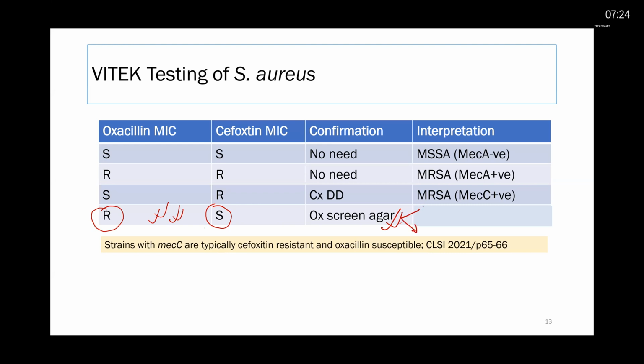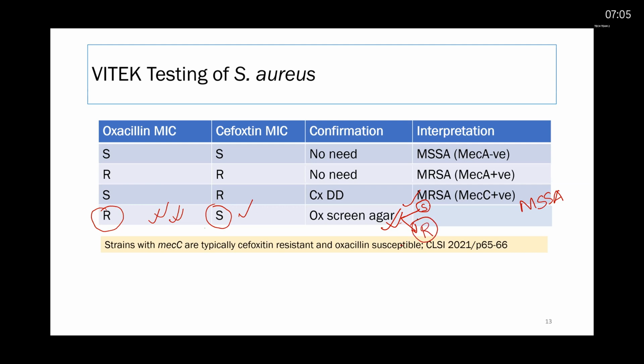Suppose my oxacillin screen agar came as susceptible. It is showing susceptible to oxacillin. Then cefoxitin MIC is susceptible, oxacillin screen agar came susceptible, I can confidently report it as MSSA. What if my oxacillin screen agar also says it to be resistant?